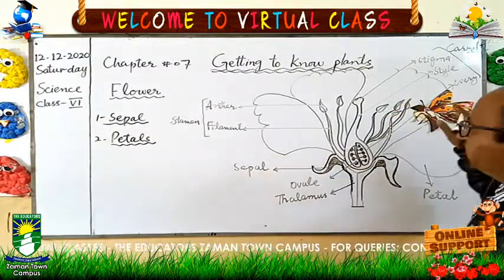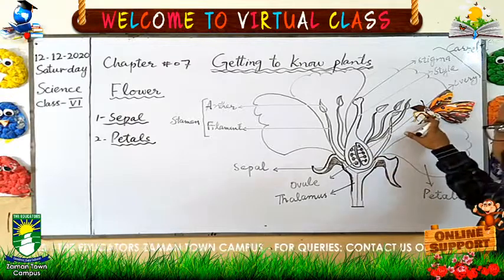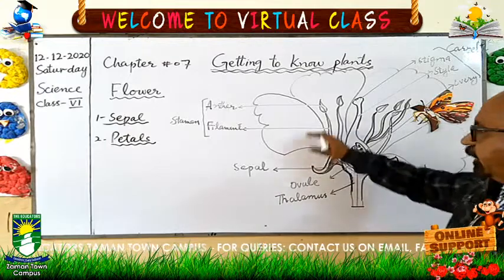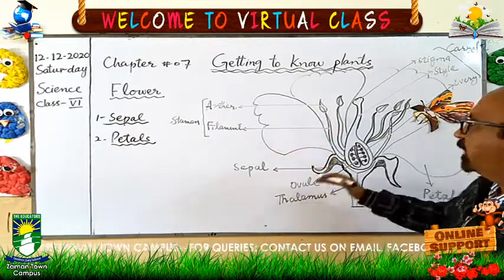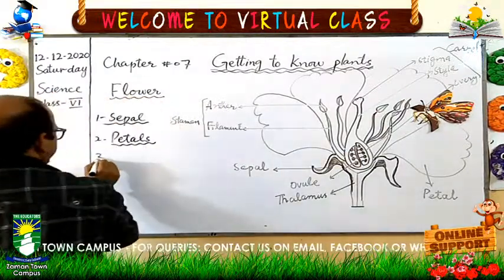This is called pollination. These insects are attracted by the petals. So the second important part is the petal. The third part is the stamen.